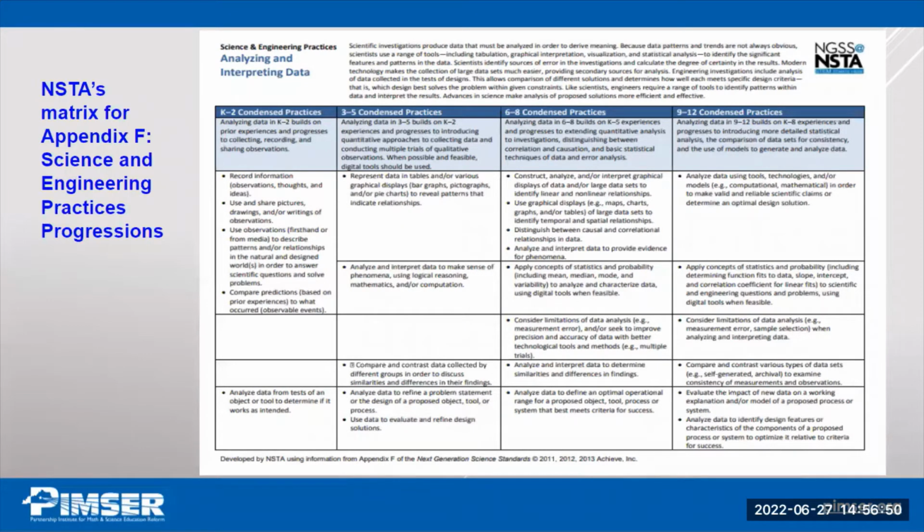At this point, I want to clarify that the elements of the practices listed in the columns underneath that grade band are not grade level specific. They are what we want students to be able to do by the end of that grade band. So by the end of second grade, fifth grade, eighth grade, and 12th grade. So if you're teaching sixth grade, which is not at the end of a grade band, you may need to scaffold that element of the practice as your students incrementally work towards that.